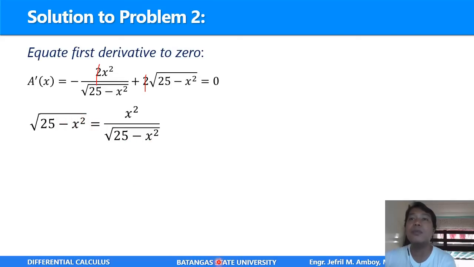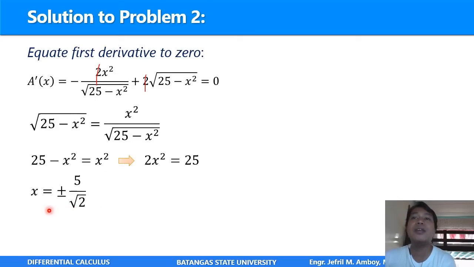No? So, if we multiply both sides by this term in the denominator, this will now vanish and the square root here will effectively be removed. No? So, ito na ngayon yung makukuha natin. Yan. 25x squared is equal to x squared. Tapos itong negative, ililipat mo sa kabila. So, magiging 2x squared is equal to 25. Yan. So, from which we can solve for the value of x. No? 2x squared is 25. Therefore, x is square root of 25, which is 5, divided by square root of 2.